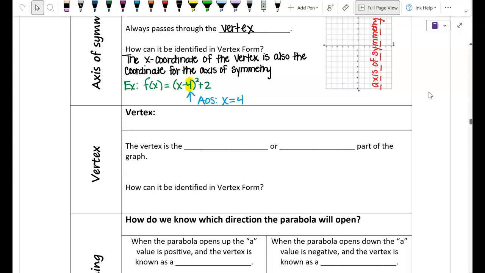All right, vertex. Again, the vertex is the highest or lowest part of the graph, and when it's the highest, we call that an absolute maximum. And when it's the lowest, we call that an absolute minimum.